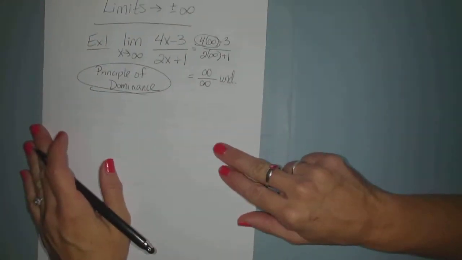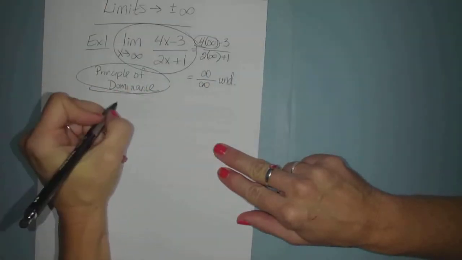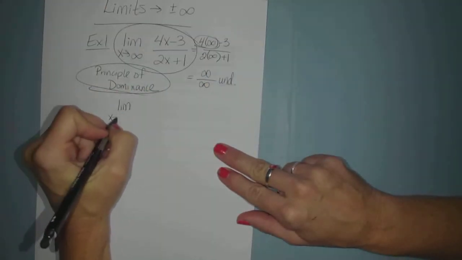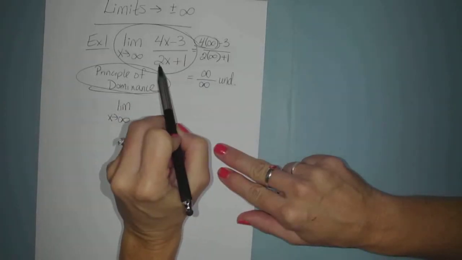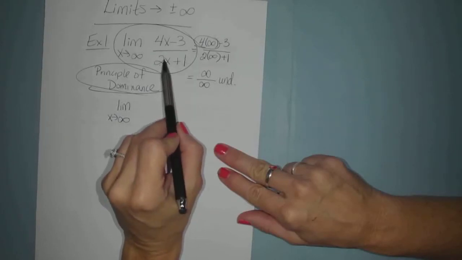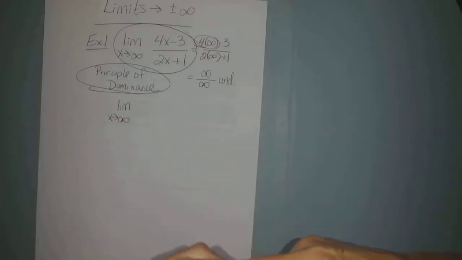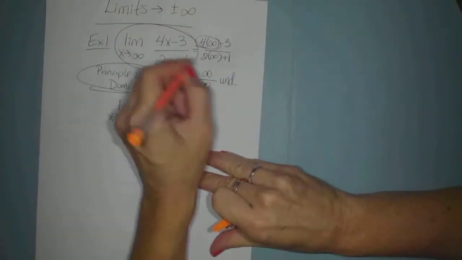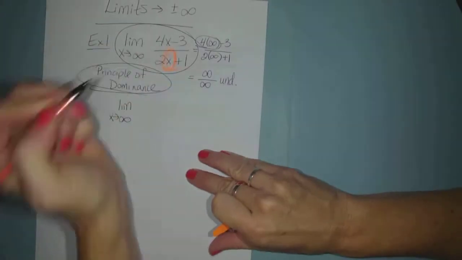In the recipe for limits at infinity, the next thing that you do when you get something undefined is you divide each term. There are 1, 2, 3, 4 terms in this rational function. You divide all 4 of them by the highest power of x in the denominator. So you look at your denominator, boom, there it is. The highest power of x is right here. It's just a single x. The highest power of x is x to the first.